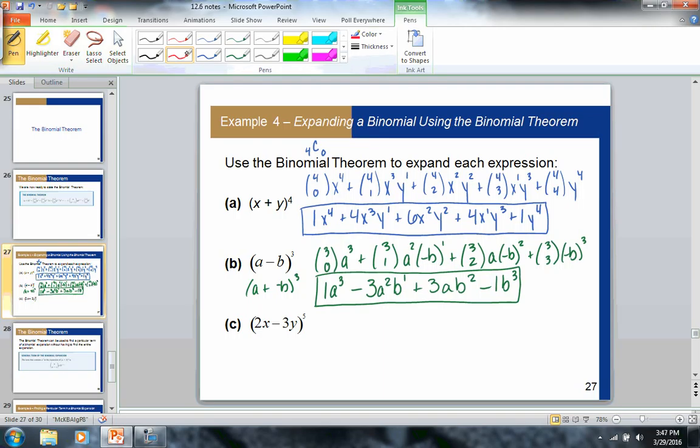Okay. Now part C, we're going to see our signs alternating again, but we're also going to get bigger numbers here. Okay, we're going to have to take the 2 to the fourth power and the third power and so on. We're going to have to take the negative 3 to the fifth power, fourth power, third power, and so on. Okay, so those numbers are going to go with the variables. So that 2 is going to stay with the x, and the negative 3 is going to stay with the y. So again, we're going to think of this as like a 2x plus a negative 3y.